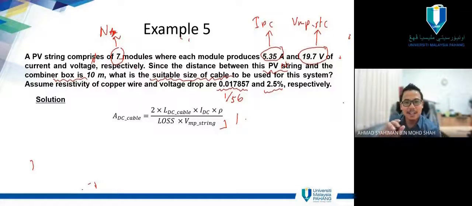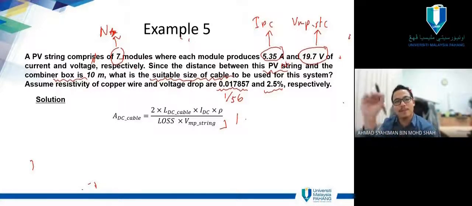Okay. We have 7 modules connected in string. So that means it is related to the string. One string has 7 modules. Okay, fine. It means we have maybe a PV string.